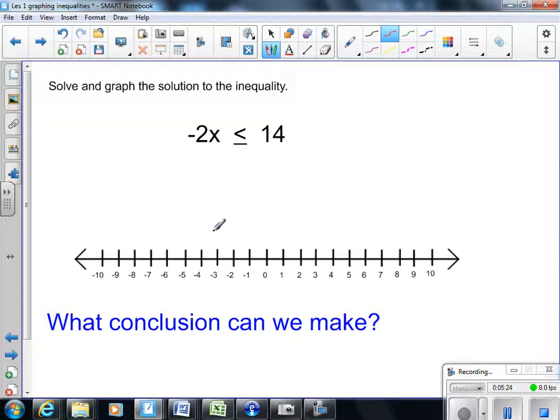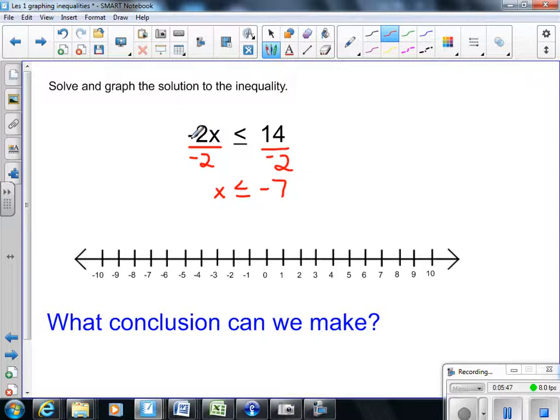All right, try this one. Okay, what are you going to do to both sides? Everybody agrees we're going to divide by -2. And I'm left with x is less than or equal to -7. Okay, let's pick a number that would meet that criteria. Give me a number less than -7. You're at -7 here, so something less than might be -8.